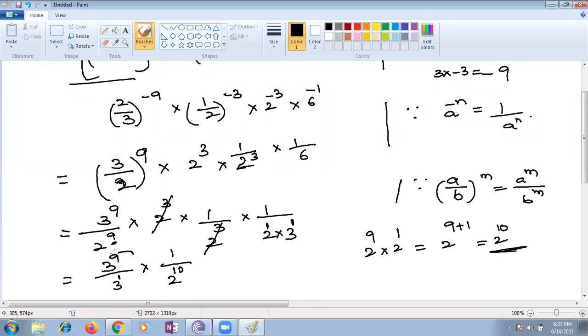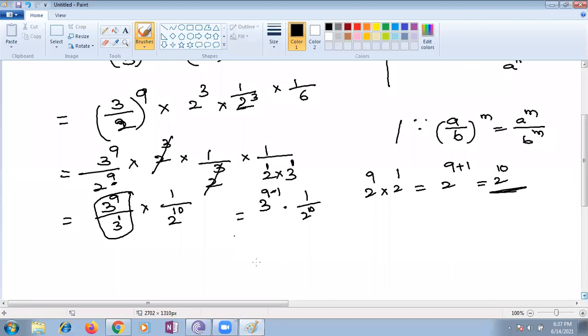But here, this can be written as again a by b. A power m divided by a power n can be written by subtracting the exponents. It becomes 3 power 9 minus 1 divided by 2 power 10. In the last step, 3 power 9 minus 1 means 3 power 8 by 2 power 10. This can be written as 3 by 2 whole power 8 multiplied with 2 square.